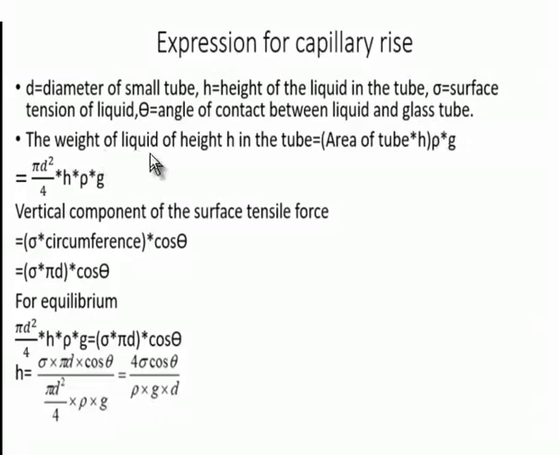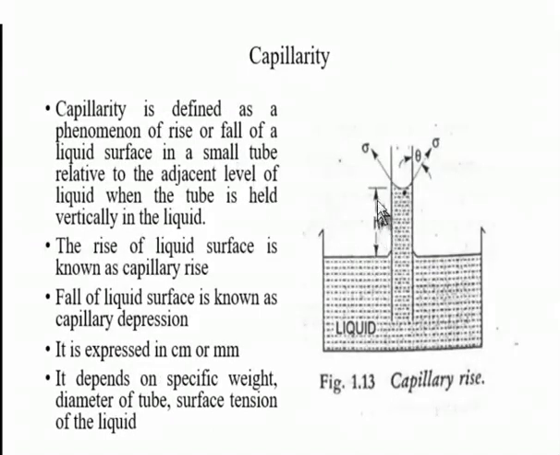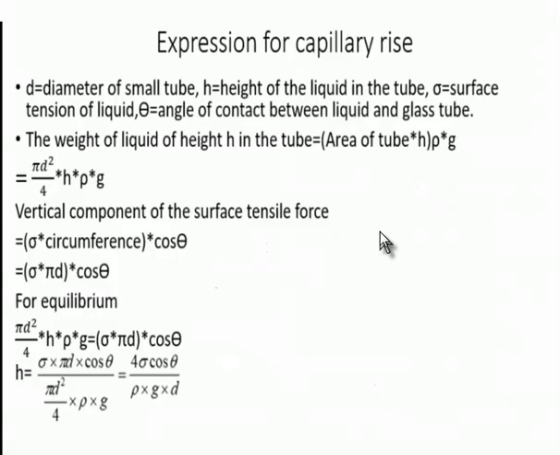Next, the weight of the liquid of height h in the tube is equal to the area of the tube into h into rho into g. This is the volume into rho into g. So the area is pi d square by 4, into h into rho into g. This is the weight of the liquid of height h in the tube. That is given by pi d square by 4 into h into rho into g.